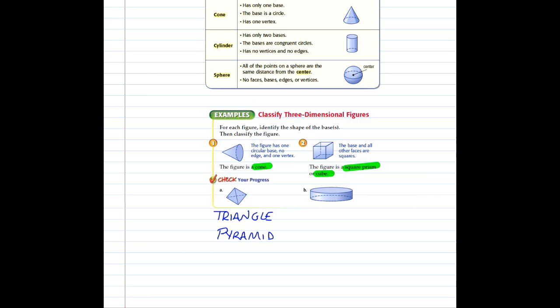In example B, its faces are circles, parallel congruent circles, and it has no vertices and no edges. Its sides don't have any vertices or edges. It therefore is a cylinder.